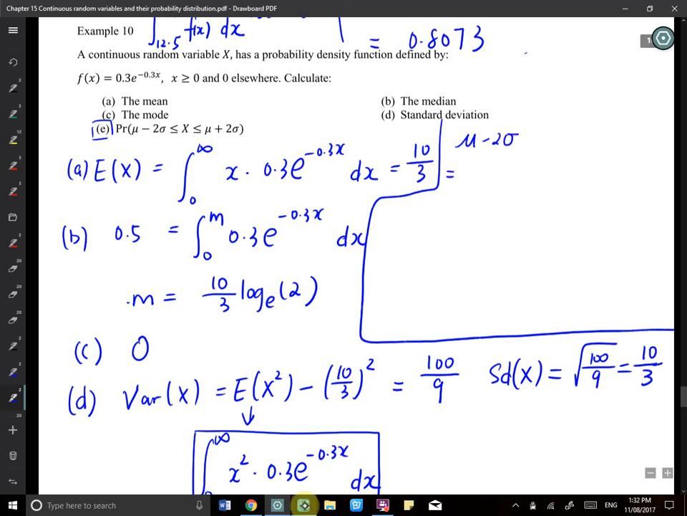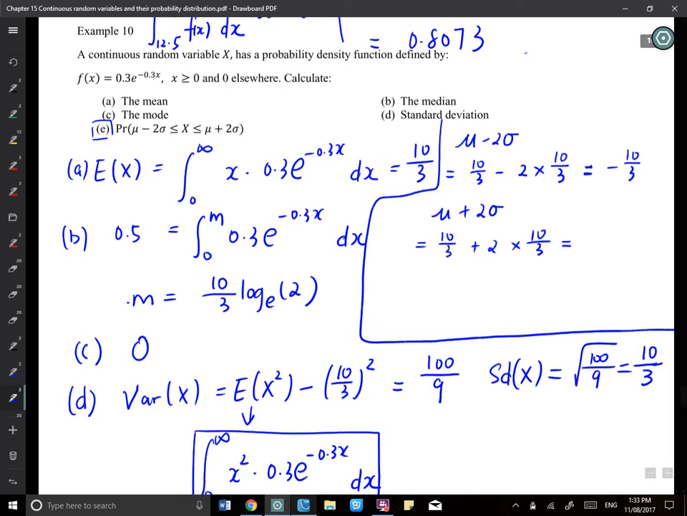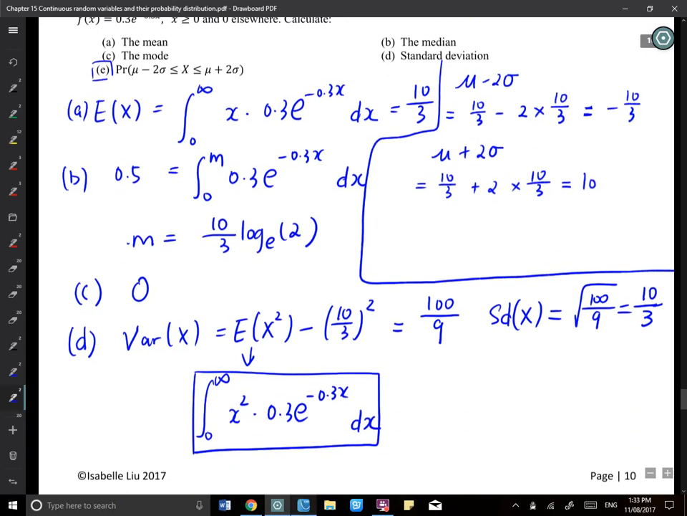Mu minus two standard deviations is 10 on 3 minus 2 times 10 on 3. What does that equal? Minus 10 on 3. And I have mu plus 2 sigma, which is 10 on 3 plus 2 times 10 on 3. What is that? 10. Okay, so now I want to find the probability of x being between those two values, between that and 10. That's what I'm looking for.